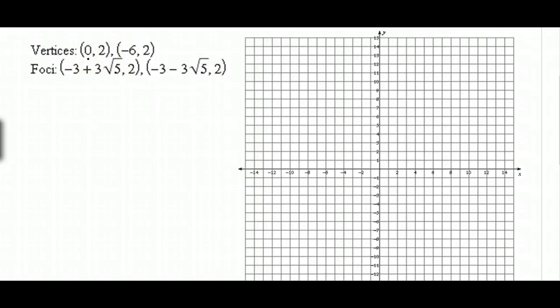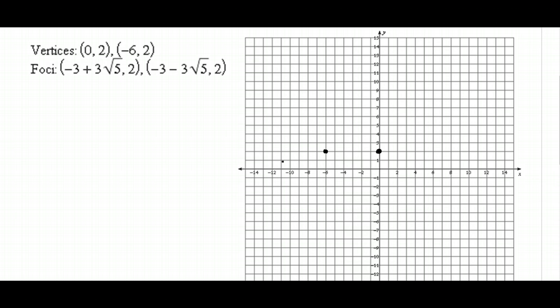I have 0, 2, so I've got 0, 2 right over there. And then I have negative 6, 2 right over there. Okay, and I can see since my vertices are horizontal, then my graph is going to open to the left and to the right. It's going to be a horizontal graph. So I know when I have my equation, I'm going to have the x term first.